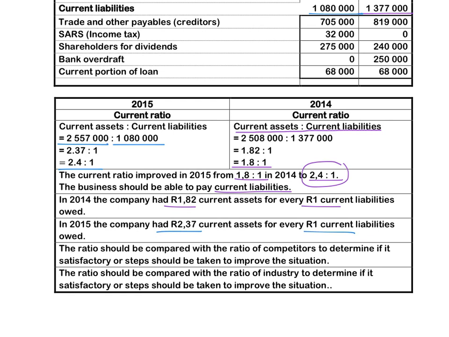This ratio, when we calculate it, should be compared with the ratio of competitors so that we can determine if this ratio is satisfactory, and if we see that it's not satisfactory, what steps should be taken to improve the situation. The ratio should also be compared with the ratio of the industry to determine if it's satisfactory, and steps should be taken to improve the situation.